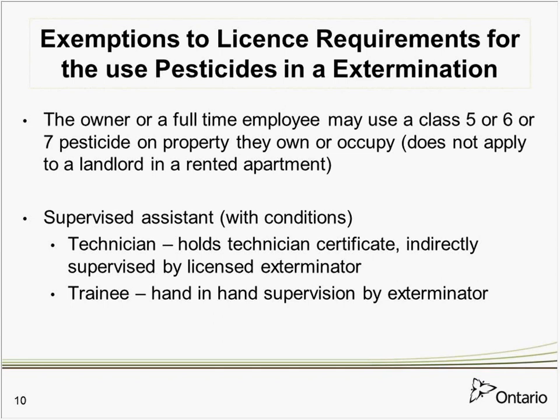There are exemptions to the license requirements that apply for the owner or full-time employee to use a domestic product, so that's class 5, 6, 7, on property that they or their full-time employee own or occupy. And just as a note, it doesn't really apply to this webinar per se, but it is important to note that that exception does not apply to a landlord regarding a rented apartment. So in that case, you would need a license, or the resident of the apartment could use it.